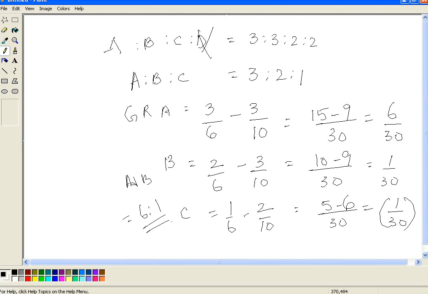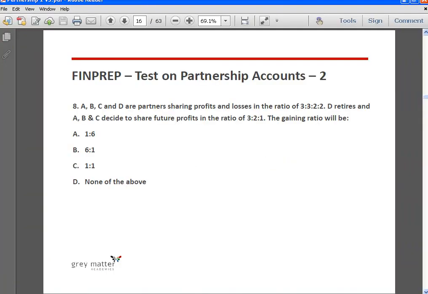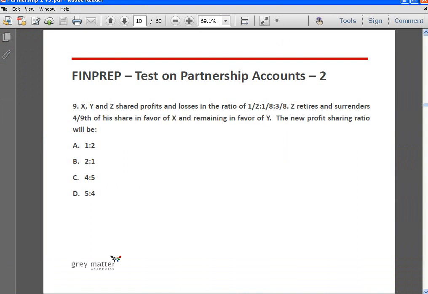So what we understand from this is that it's not necessary that all the partners have to gain. It's possible that one or more partners sacrifices in favor of the other partner. So here, while A and B are gaining, C is sacrificing 1/30 from his share. So answer is B, 6:1.